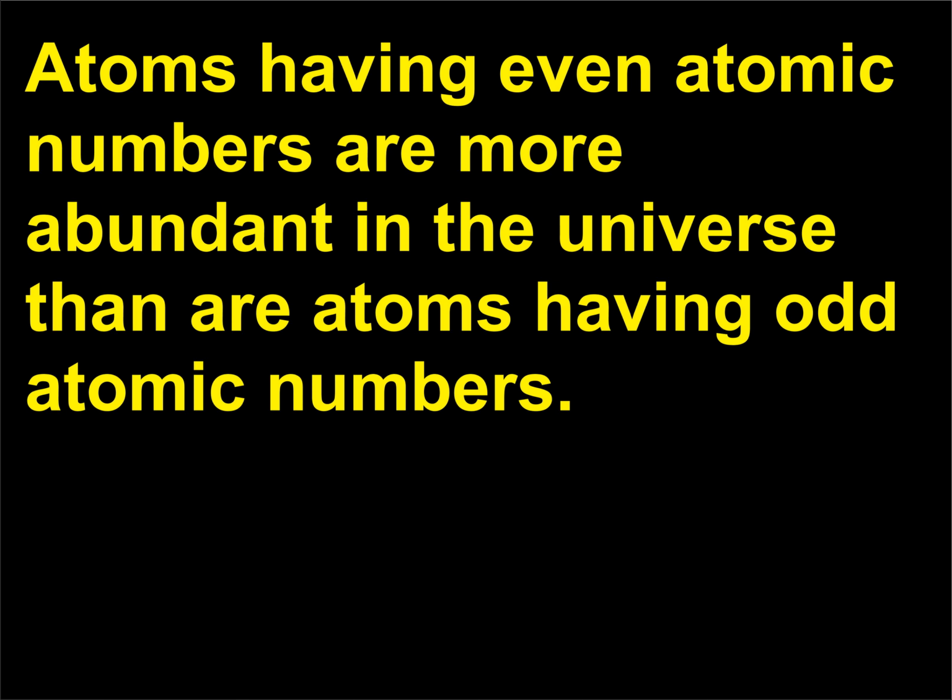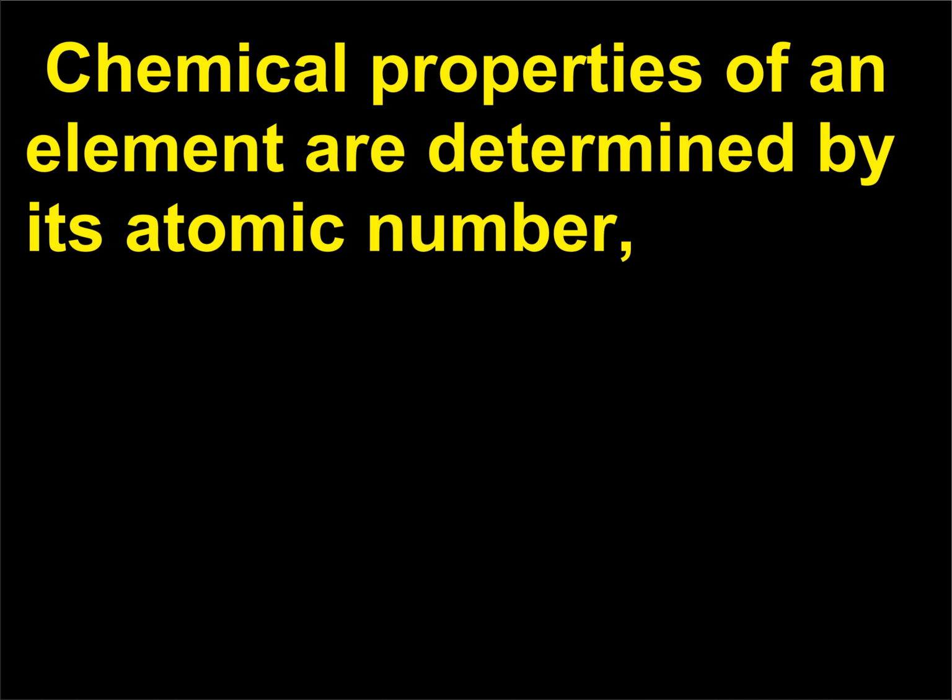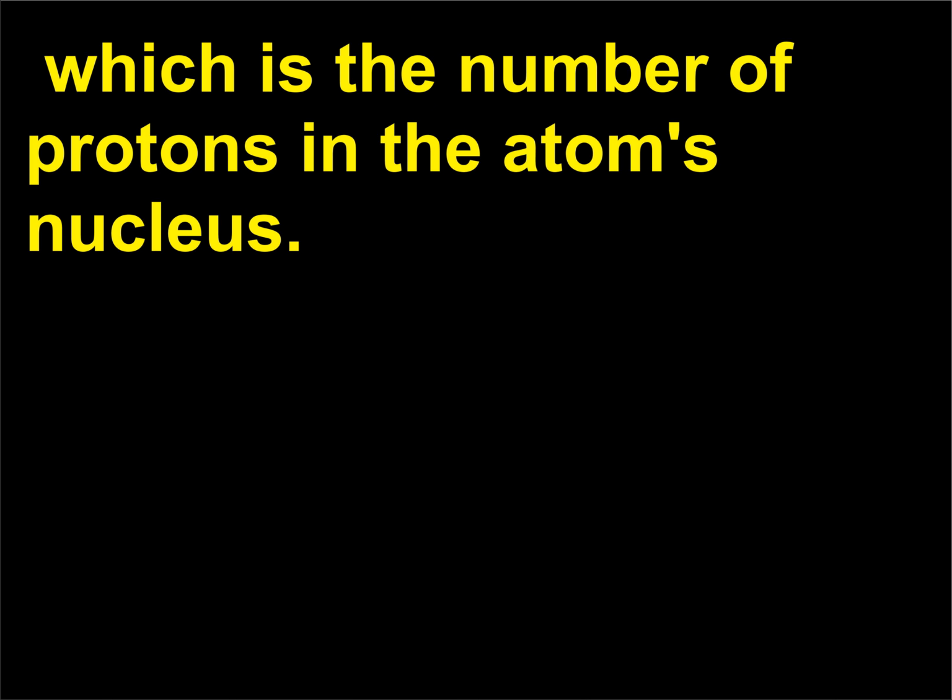Atoms having even atomic numbers are more abundant in the universe than are atoms having odd atomic numbers. Chemical properties of an element are determined by its atomic number, which is the number of protons in the atom's nucleus.